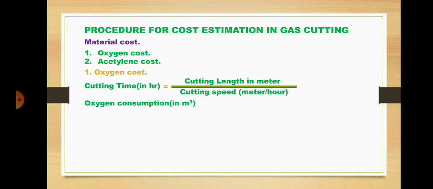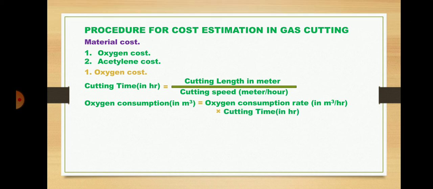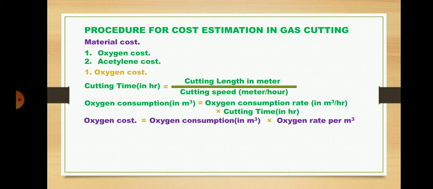For oxygen consumption in meter cube, we have to find the oxygen consumption rate per hour, in meter cube per hour. So in 1 hour, how much oxygen is consumed? To remove the hour, we have to introduce cutting time. In that way, we achieve the equation for oxygen consumption. Now oxygen cost equals oxygen consumption in meter cube into oxygen rate per meter cube.